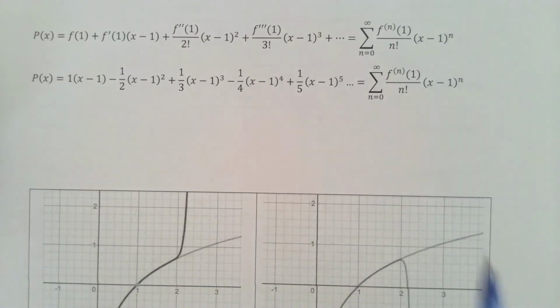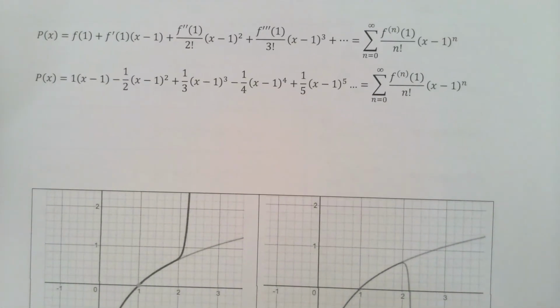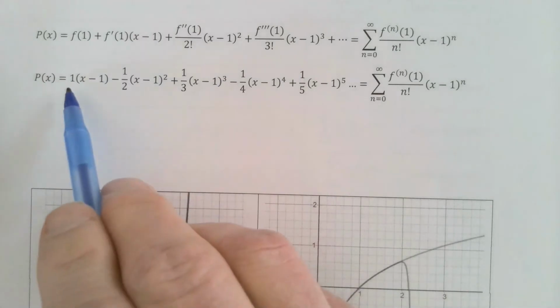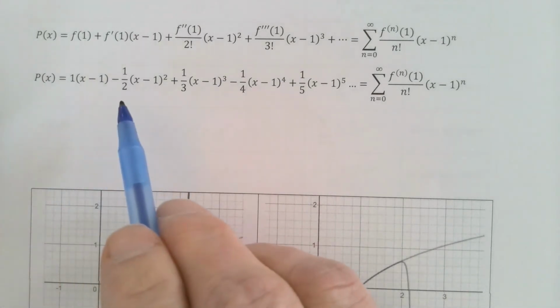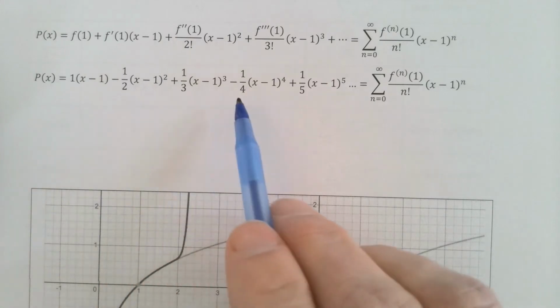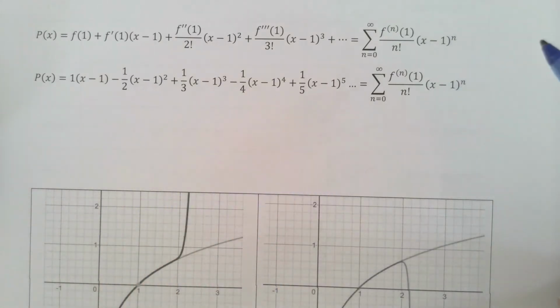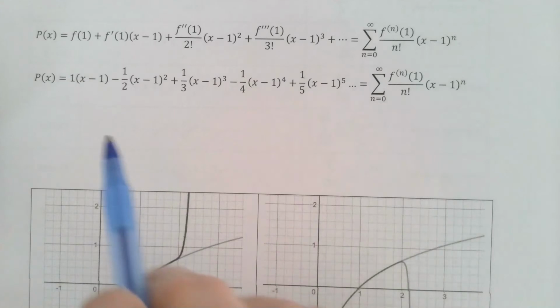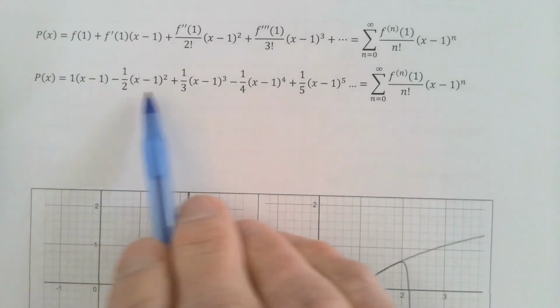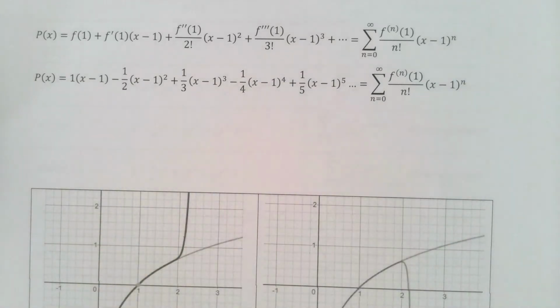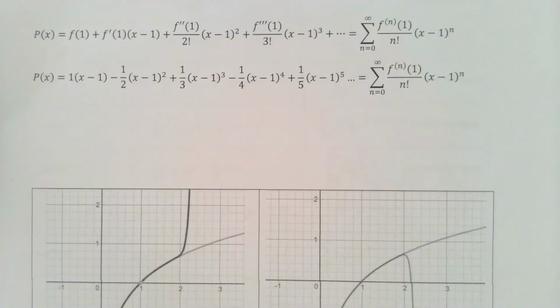Remember, the constant term was 0, so you don't see a constant term here. The linear coefficient was 1, and that one's completely optional. And then the rest of these just look like a half and a third and a fourth and so forth. The terms alternate in sign, positive, then negative, then positive, then negative, etc. So that's about all you need to know.